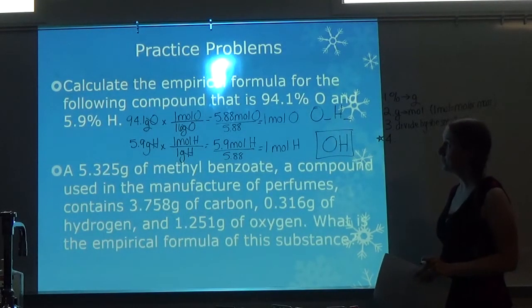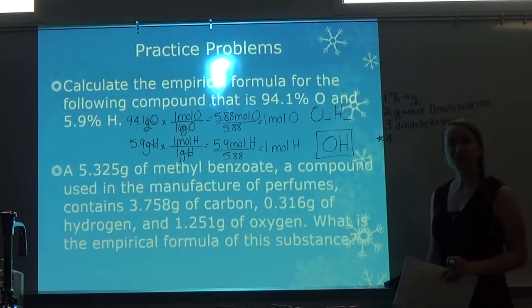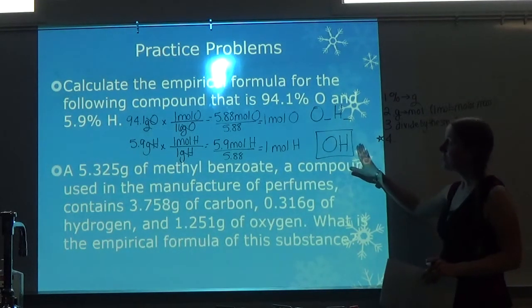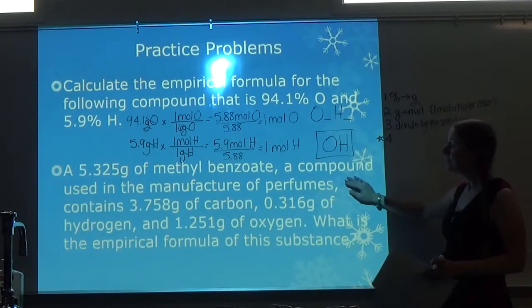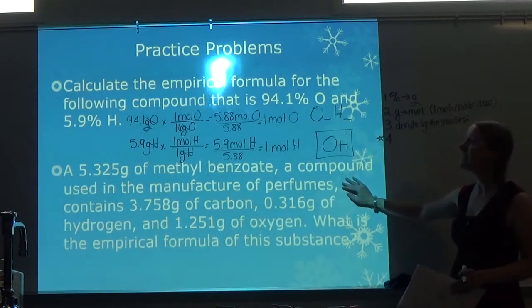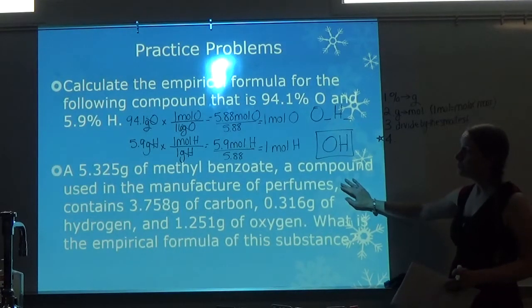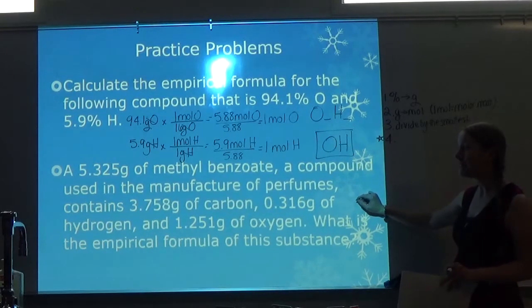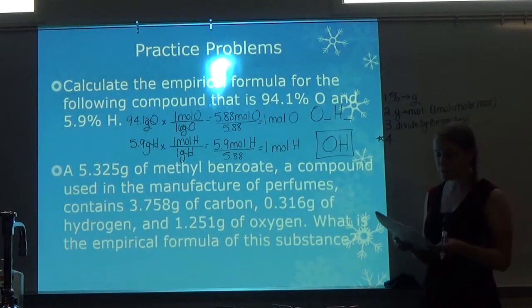All right, so let's move on to the next one. Hopefully you got that one right if you tried it on your own. Now our next one is slightly different because notice I didn't start you out with percentages. It says a 5.325 gram sample of methyl benzoate, a compound used in the manufacturing of perfumes, contains 3.758 grams of carbon, 0.316 grams of hydrogen, and 1.251 grams of oxygen. What is the empirical formula of the substance?